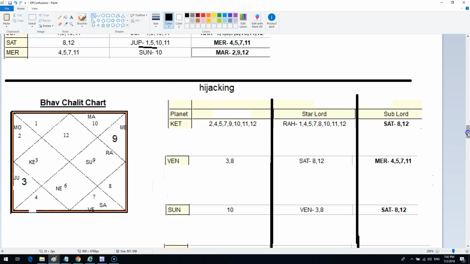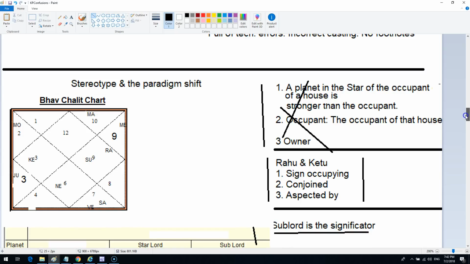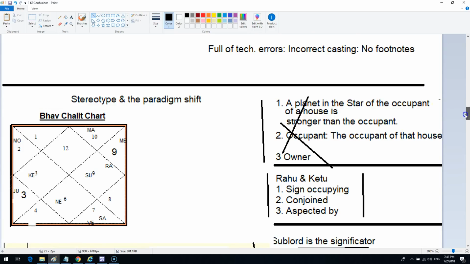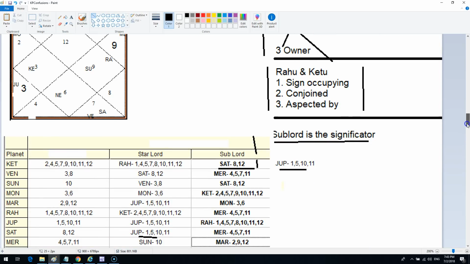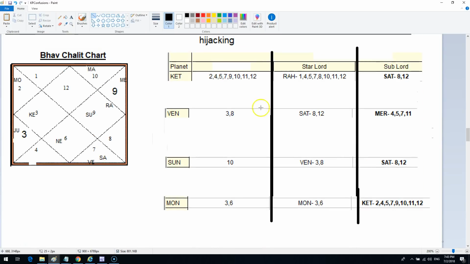Like I said, we have four confusions: the first is about the significator, the second is about Rahu and Ketu, the third is about the sublord. I'm not going to discuss the sublord over here. We'll do it in a sequel. I'll create a video, because there are so many things to absorb and digest. So let's go a little slow.